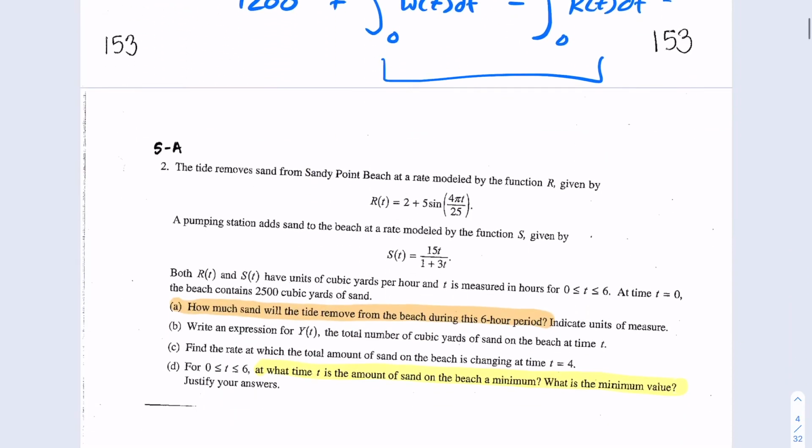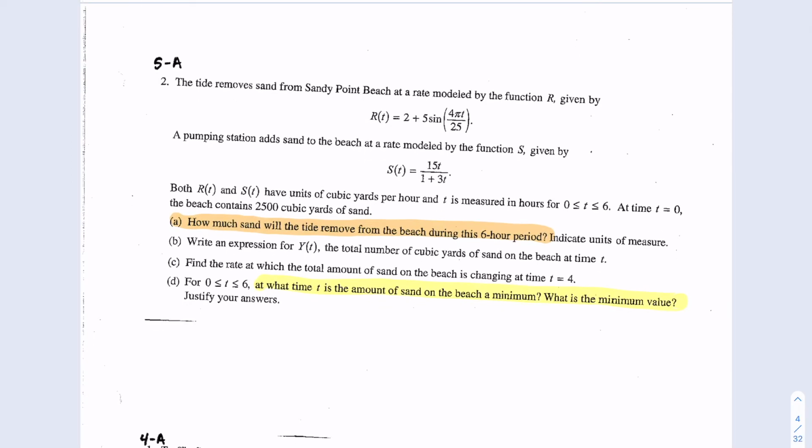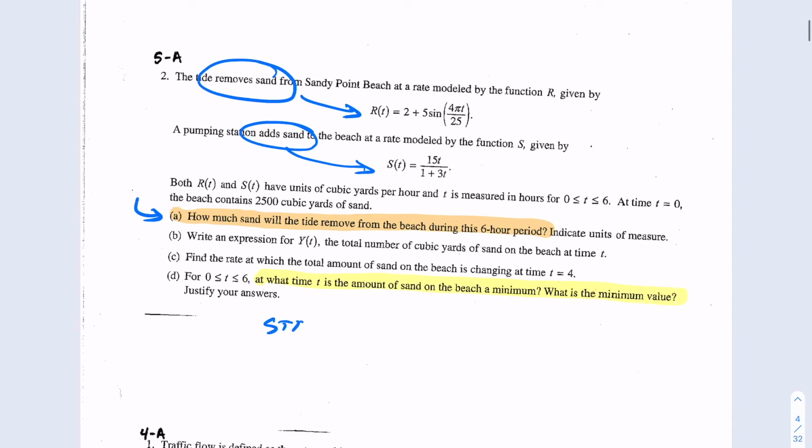Here's another one. Here we're talking about sand that's being removed, the rate, and sand that's being added. In part A here, how much sand will the tide remove from the beach during the 6-hour period? Think about this, pause if you need to, and then press play when you're ready. If you're trying to consider how much sand the tide will remove, do we have to consider the start, the in, and the out?